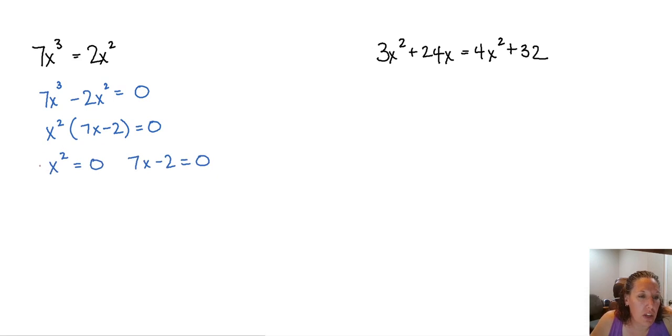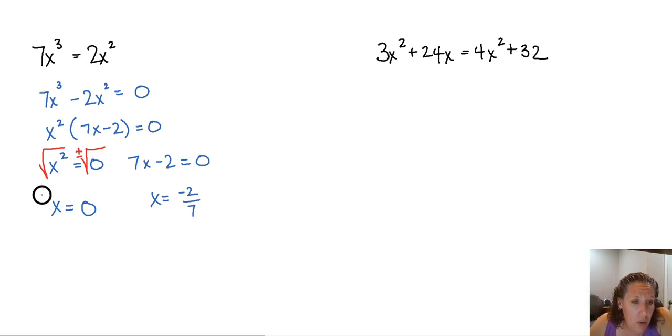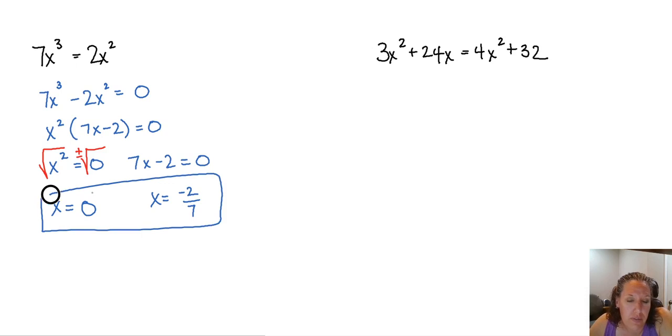x squared equals 0. We need to take the square root of both sides. Remember, when we take the square root, we've got to put plus or minus there. Square root of x squared is going to be x equals, technically we've got plus or minus the square root of 0, but that's just 0 either way. And so I'm going to go ahead and just leave that as 0. And then 7x minus 2 equals 0. We're going to add 2 and divide by 7. So we'll get x equals 2 over 7. And those will be our solutions.